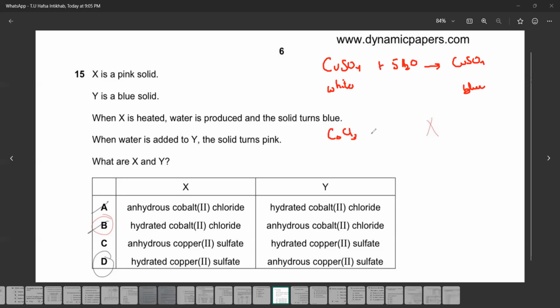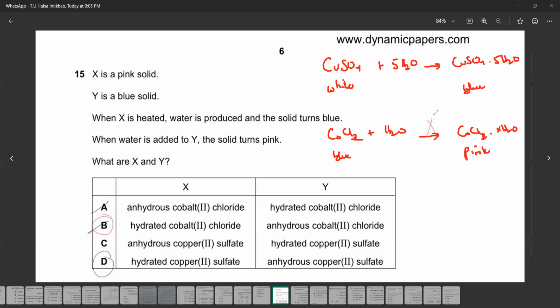Same thing if we have cobalt chloride. We have cobalt chloride and water of crystallization is added. Anhydrous cobalt(II) chloride is blue in color, without the water of crystallization. But when water of crystallization is added, what will it turn? It will turn into pink.